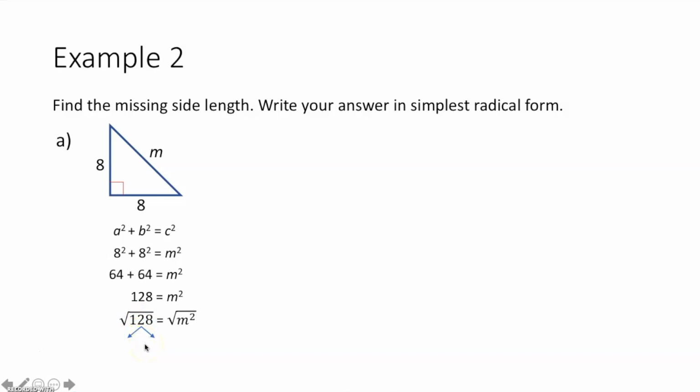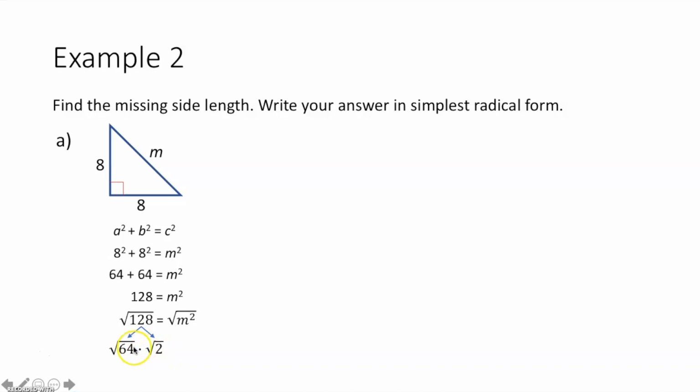So we remember perfect squares: 1, 4, 9, 16, 25, 36, right? So is there a perfect square that divides evenly into 128? Yeah, 64, right? 64 plus 64 equaled 128. That means 64 times 2 equals 128. So rad 128 is the same as rad 64 times rad 2.